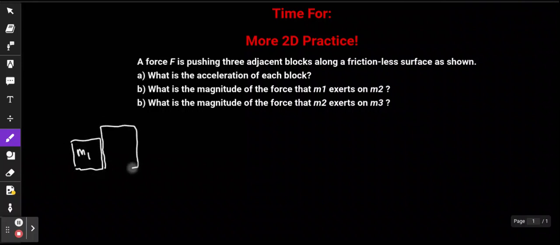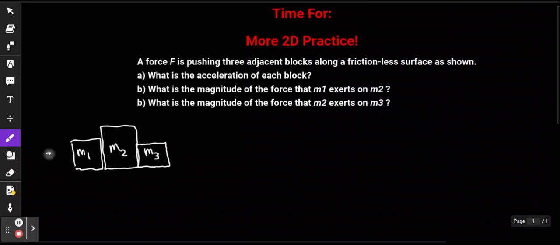Second block has a mass of M2. And our third block has a mass of M3. And a force F is pushing them. Okay, so part A is asking, what is the acceleration of each block?